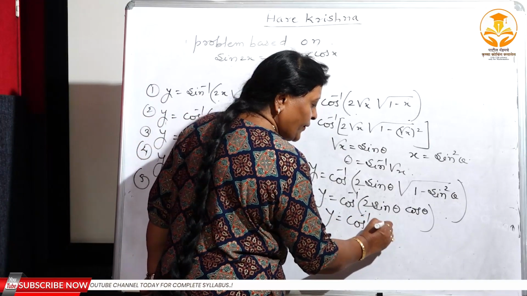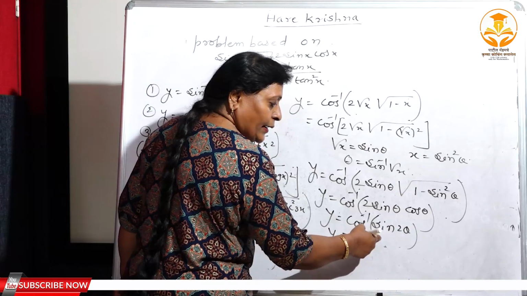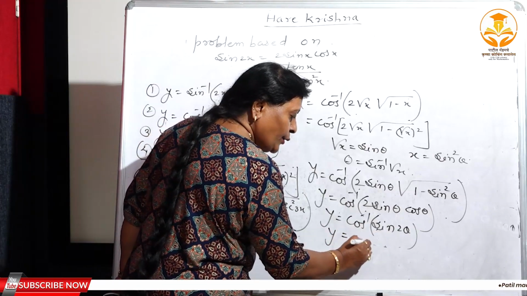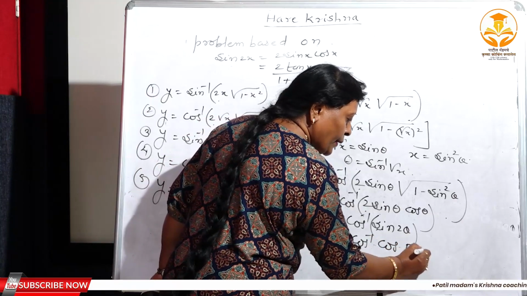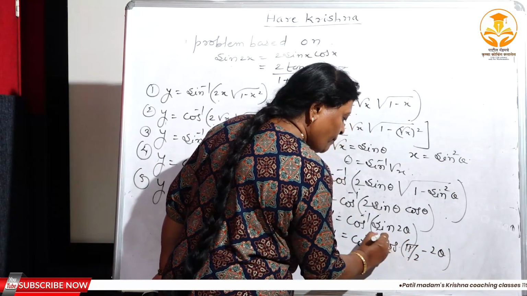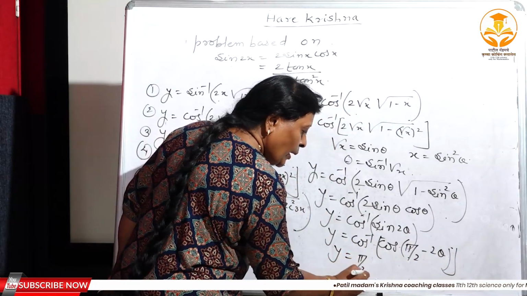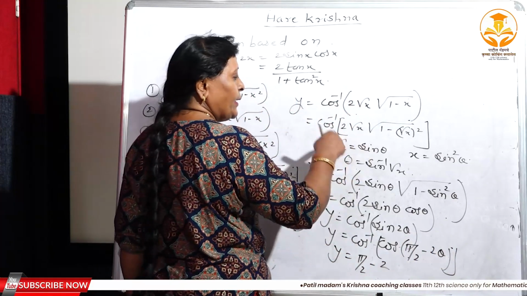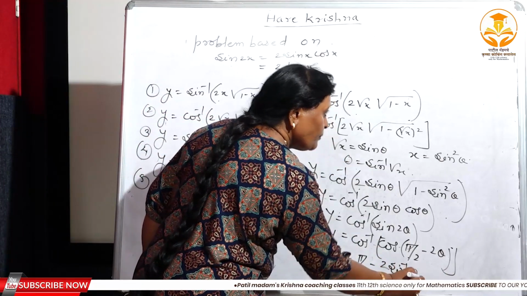Again the formula is cos inverse. This is the formula of sin 2 theta, but there is a cos inverse, and here in the bracket is sin, so again you have to convert sin in the form of cos by taking the help of pi by 2 minus 2 theta. Again cos inverse cos get cancelled, y is equal to pi by 2 minus 2 theta, and what is theta here? Theta is nothing but sin inverse root x.